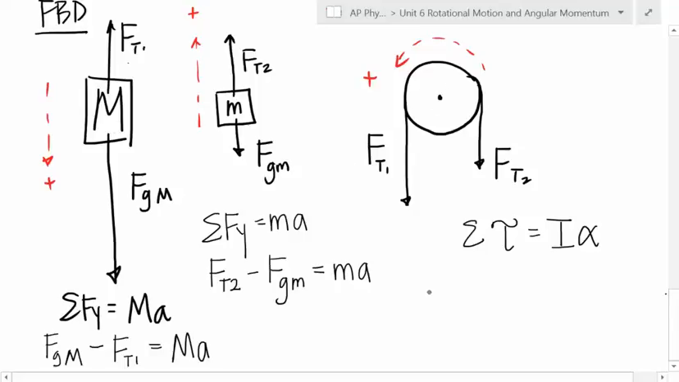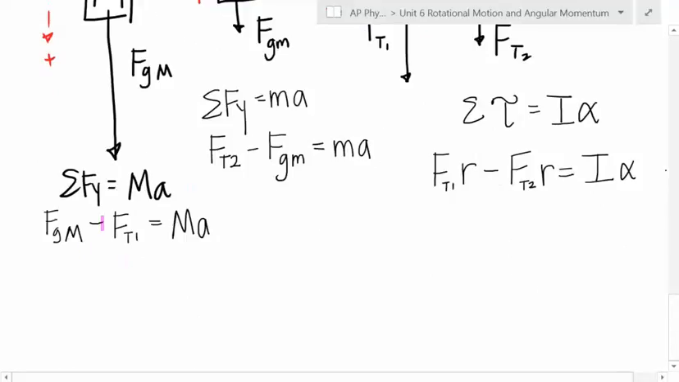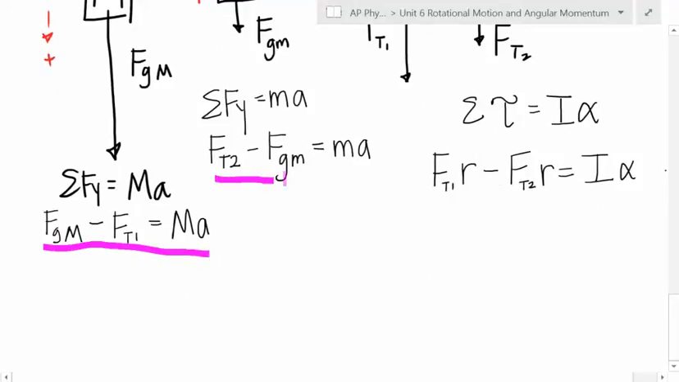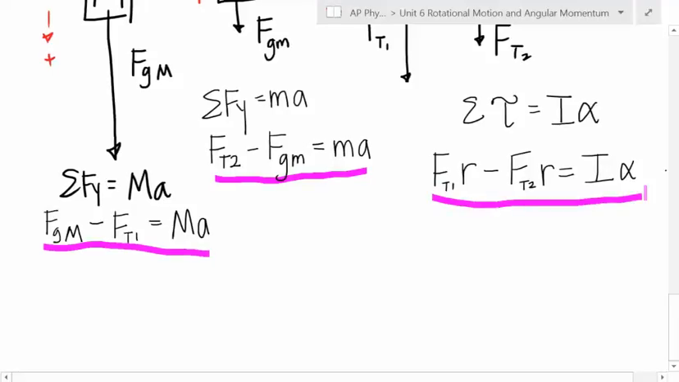the force applied here, F_T1, is at a position that is equal to the radius, but F_T2 is opposing the rotation, and it's also at a position equal to the radius, and the whole thing accelerates. So now you have these equations for the motion of the system.